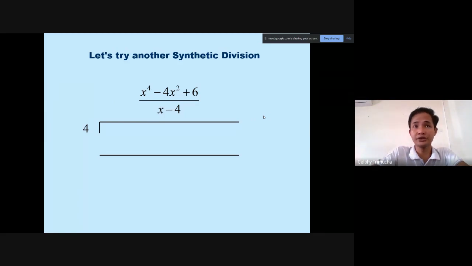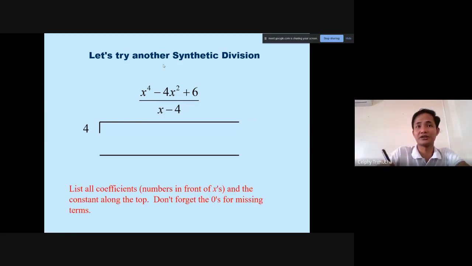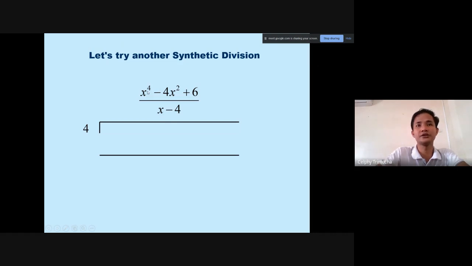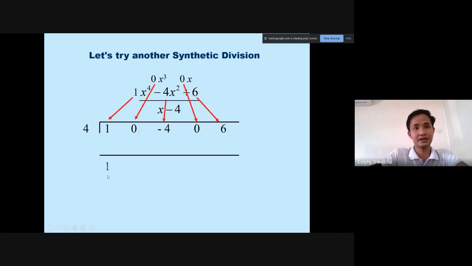So we have 4. Then we put our coefficients. So x to the 4 is 1, x cubed we have none so we put 0, x squared is negative 4. The x value or linear term is missing so we also put 0. Then the constant term which is equal to 6, and perform the synthetic division. So for synthetic division, we bring down the 1 first. So we have 1. Then multiply, 1 times 4 will be positive 4. Add, we have 4.